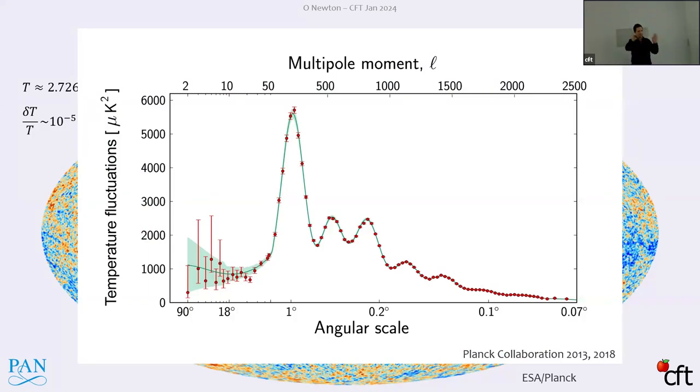So this is looking at the size of the different temperature fluctuations on different angular scales across the sky. I'm not going to go into too much more detail on this, although I'm happy to discuss this over coffee or lunch if you really want to go into why there are these wiggles and other bits and pieces.